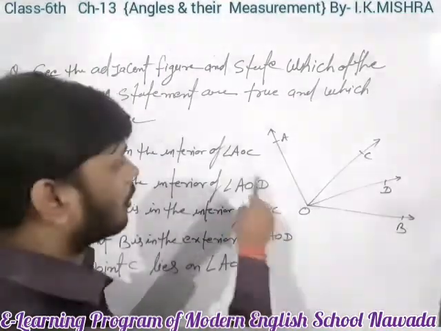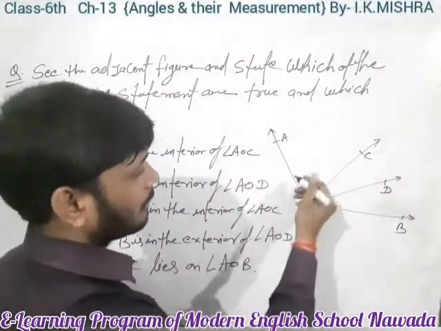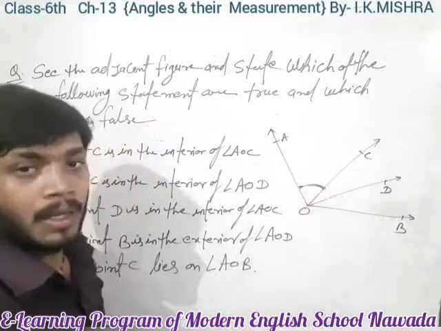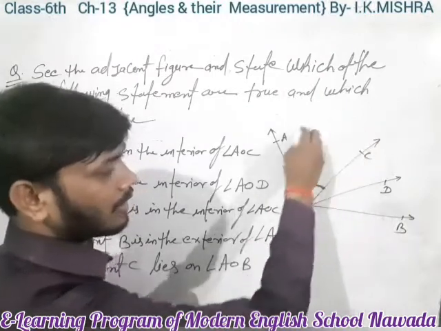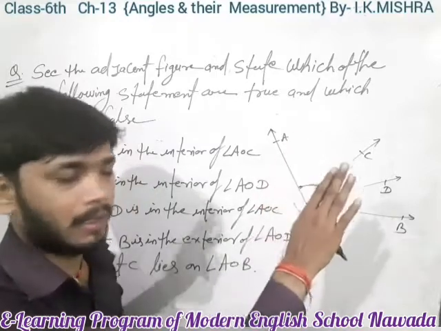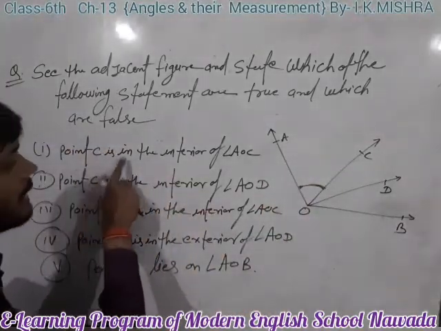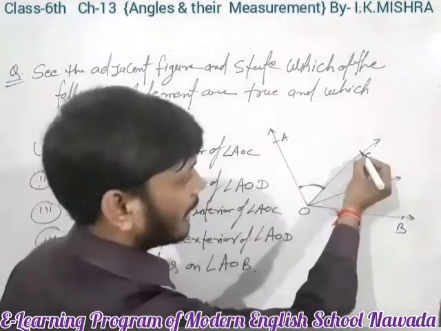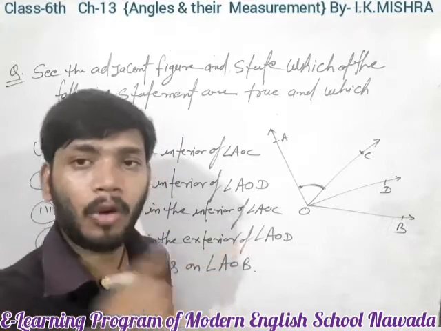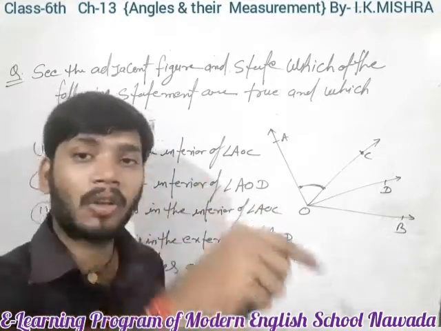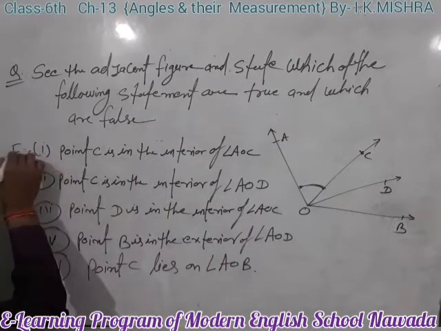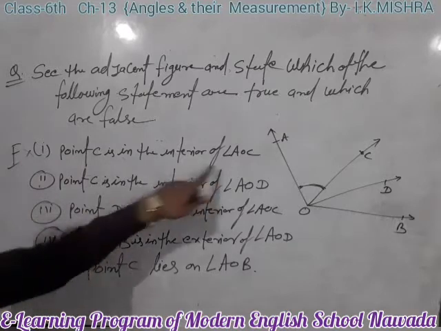Students, observe angle AOC. This represents angle AOC, and its range is this, that means a point which lies between the arms of the angle is called interior. Here point C lies on this ray, and students, a point which lies on the ray, the arm of the angle, is called lying on the angle. So students, this statement is false, not true.